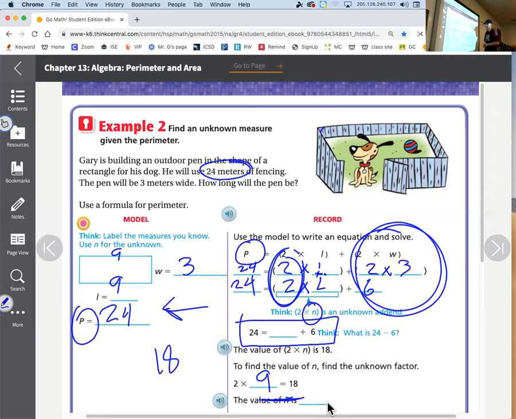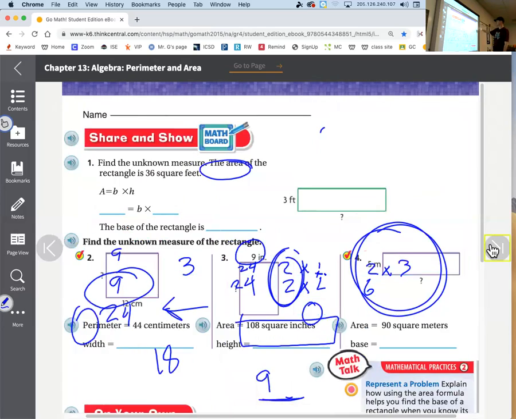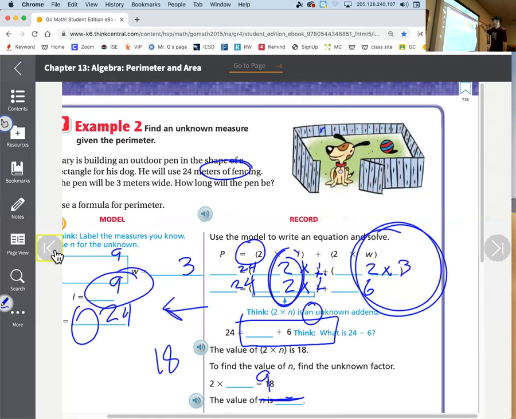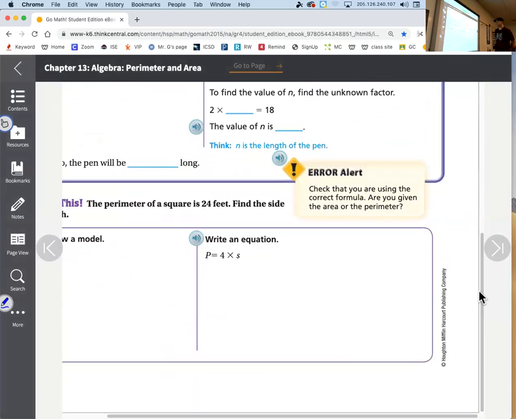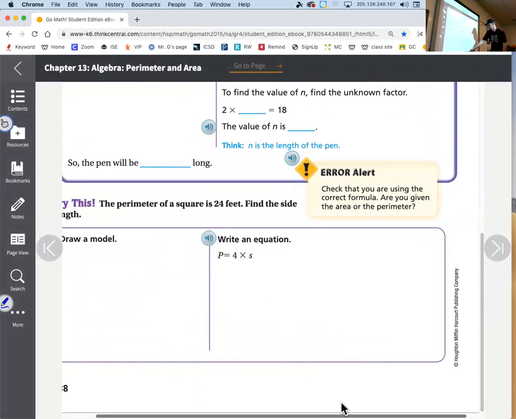18 plus 6 is 24. So the value of the length of this is 9. I don't want the next page. Maybe I do, maybe I don't. Let's scroll down.